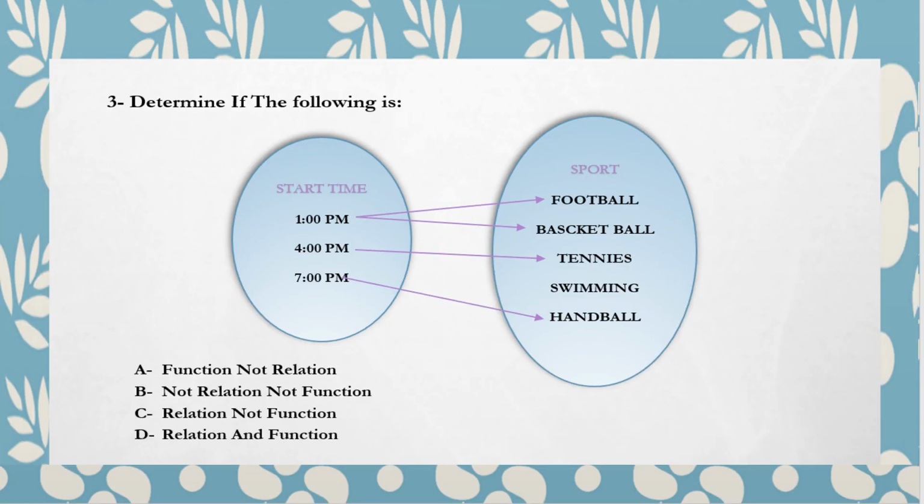Example 3. Determine if the following is function not relation, not relation not function, relation not function, or relation and function. We have here the start time for a sport in the first set, and we can call this set the domain. And the second set is the sports, and we can call this set the range.